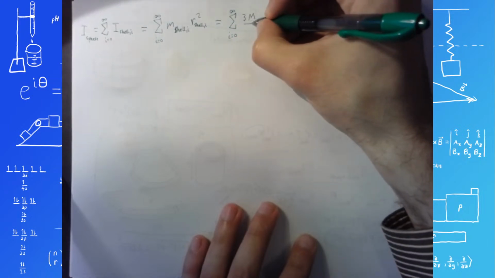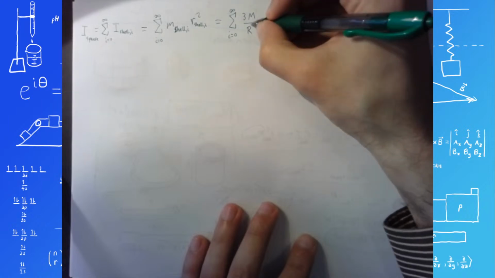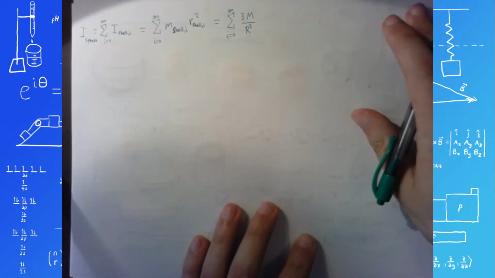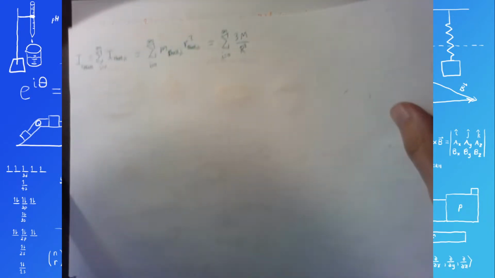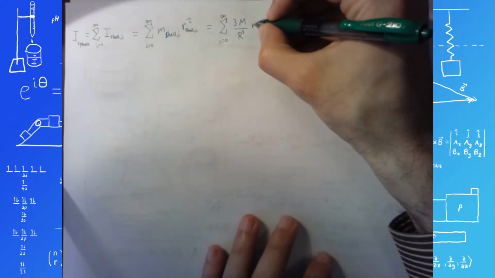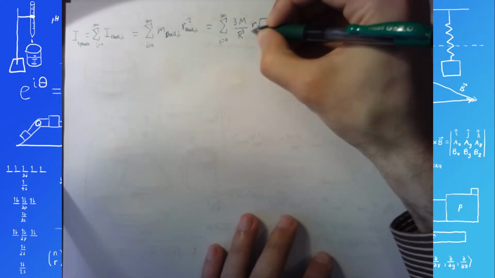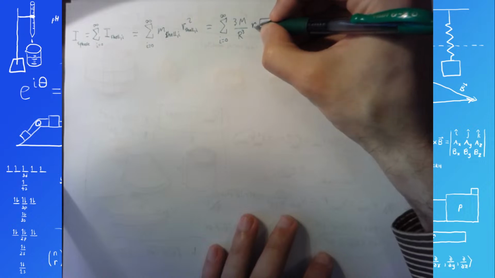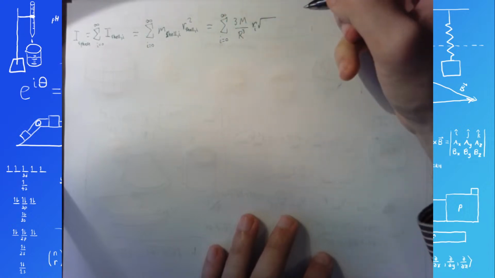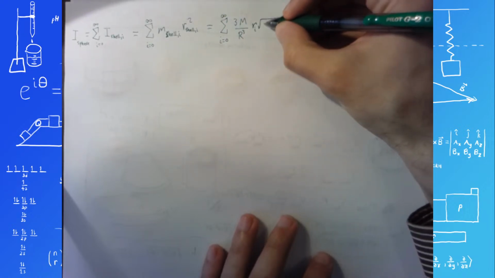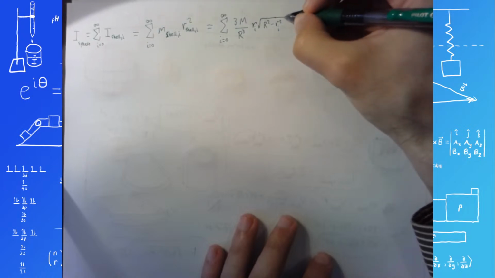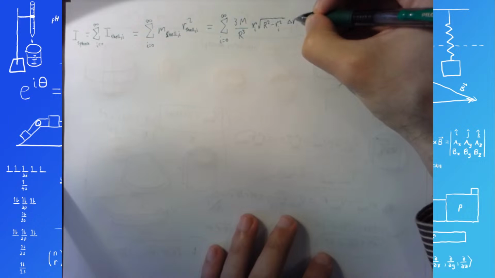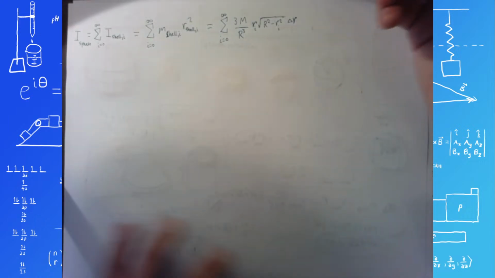Three big M over big R cubed, times, what did we have? Little r square root big R squared minus little r squared, little r. This is R shell, by the way, so I'll just call it Ri from now on. Big R squared minus little r squared, delta R.